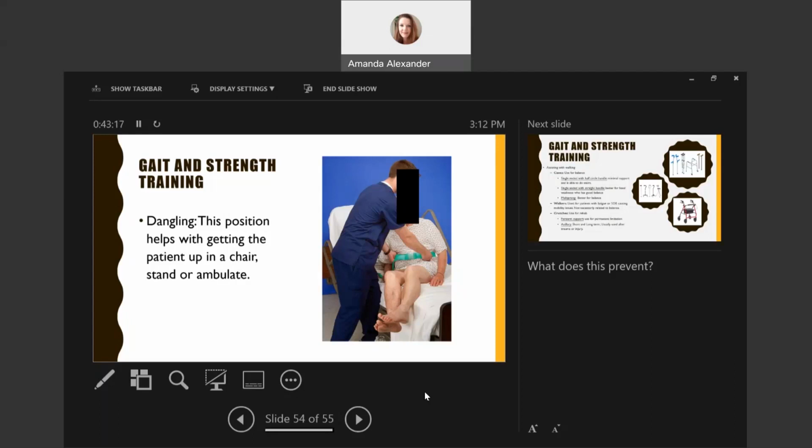You want to make sure that they sit up slowly. You give them a few minutes to adjust to the blood pressure changes. You also want to have them sit up for you on the side of the bed just to make sure that they're strong enough to maintain that seated position before you try to stand or ambulate them.